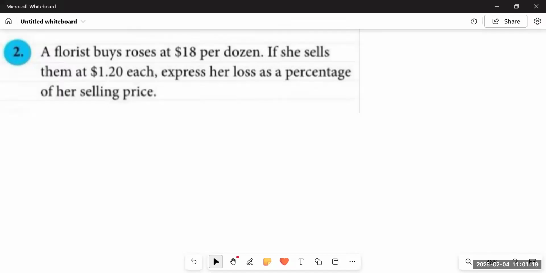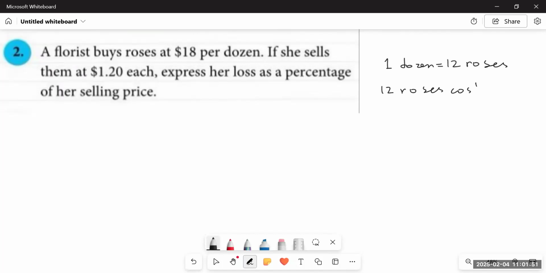Let's do question number 2 first, and then we'll complete the table. In this question, it's basically related to the first two parts. A florist buys roses at $18 per dozen. What does it mean? It means that a florist is buying 1 dozen roses for $18. 1 dozen means 12 roses. He is buying 12 roses at a cost of $18. Right? We can say the cost of 12 roses is equal to $18. Right? Per dozen means 12 roses.